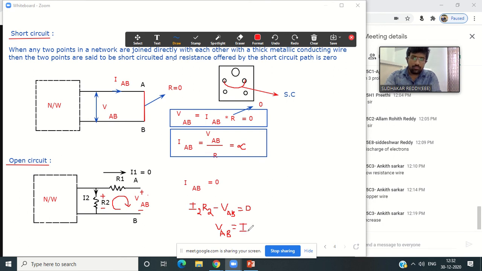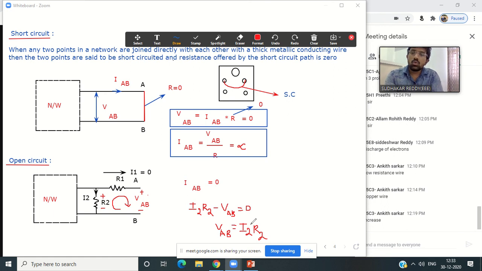That means when there occurs an open circuit, the current value is 0, but what about the voltage? Is the voltage 0 or not? It is not equal to 0. Very, very important: when there occurs an open circuit, the voltage across the 2 points will be there. There is no doubt. Voltage will be there, but the current passing through the 2 points is 0.